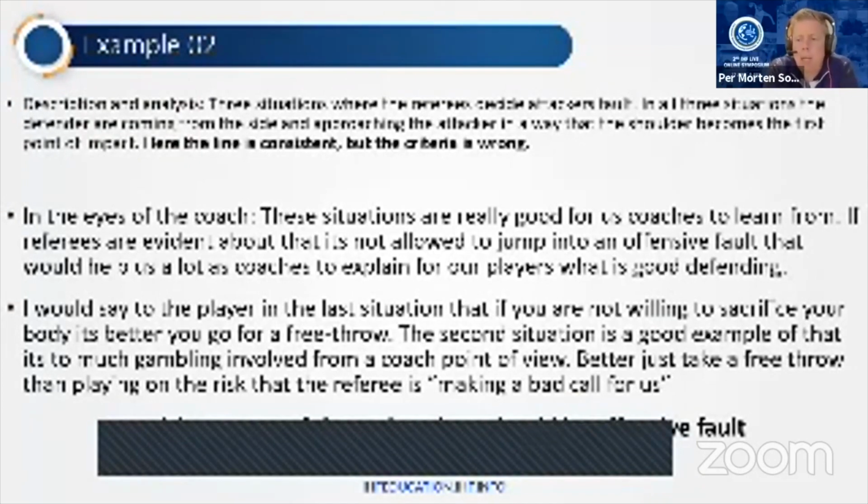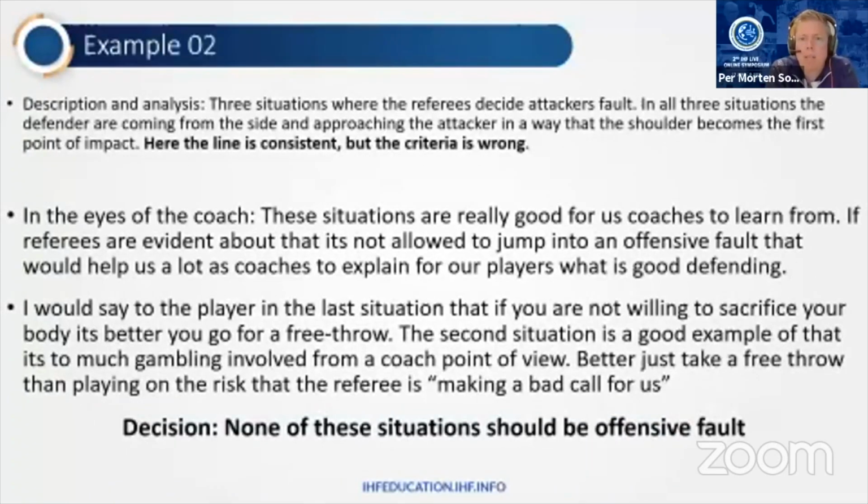Spoke about same action, same reaction in the previous clip. Here it's a line where it says offensive fault for the call from the referees in all situations. But here the criteria is clearly wrong. None of these situations are offensive faults. Defenders are coming from the side and they are approaching the attacker in the way that makes also the shoulder become the first point of impact. So consistent line, but wrong criteria.